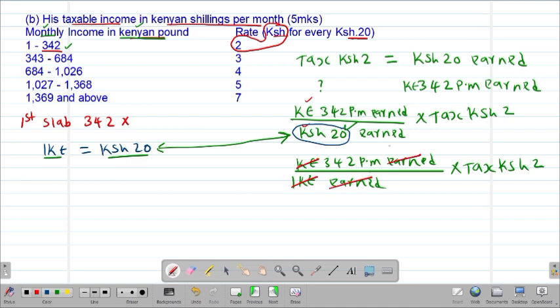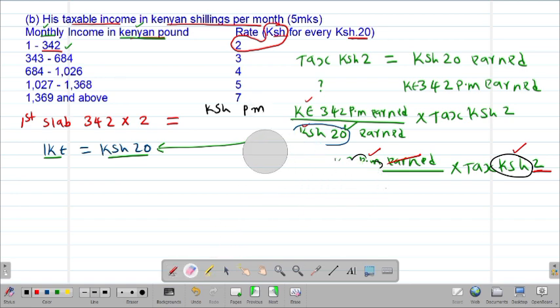It means that our answer will remain to be in Kenya shillings per month. Then of course we are going to multiply by 2, courtesy of this equation. So I'm going to multiply by 2. Then whatever answer that I'm going to get on this side must be in Kenya shillings per month.